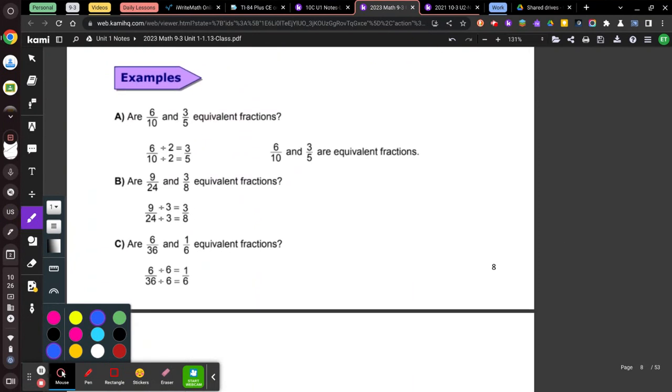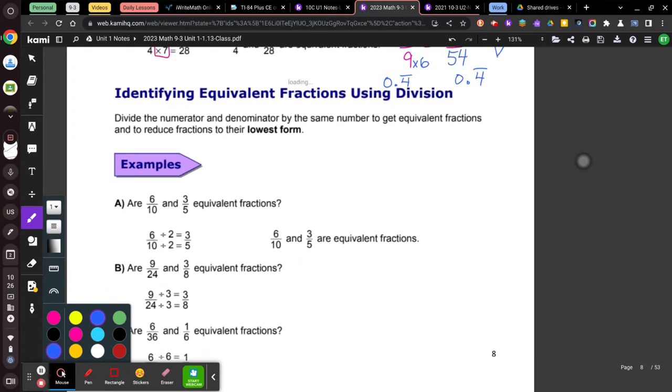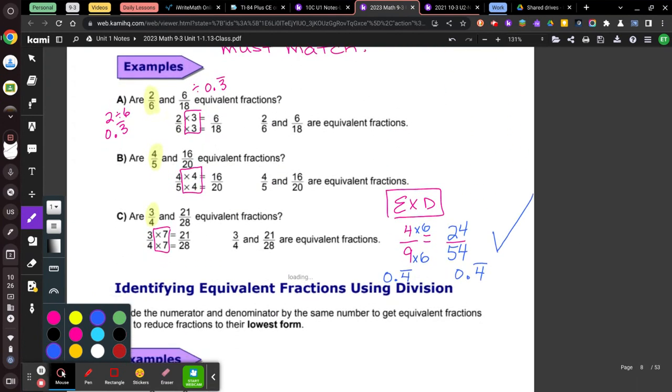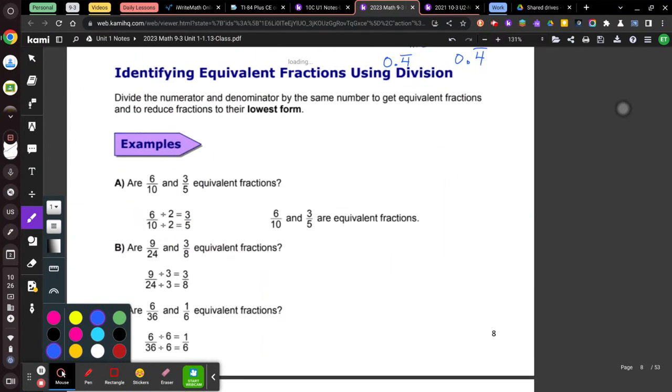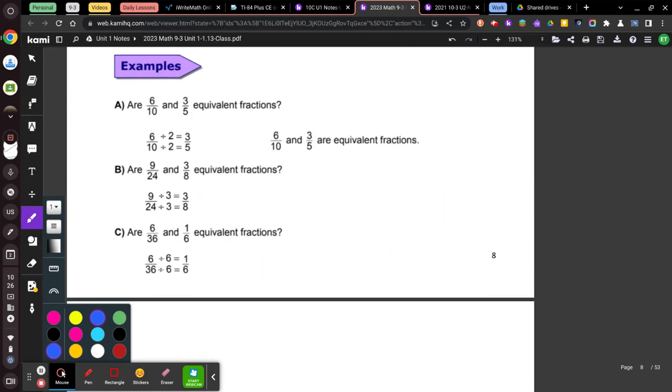So if we've got a bigger number that we start with, so if we look at the first couple examples, those numbers are small. 2 and 6, 4 and 5, 3 and 4. Those are single digit numbers. If I move into double digit numbers on the bottom, I can start dividing, especially if the numbers are even. So we have to remember our dividing rules.